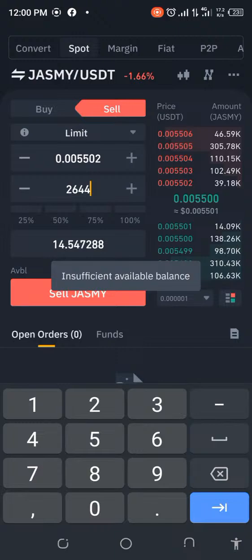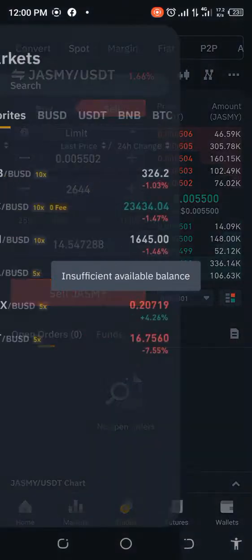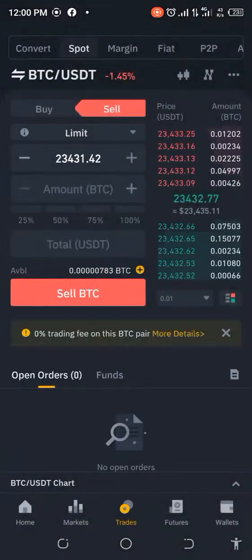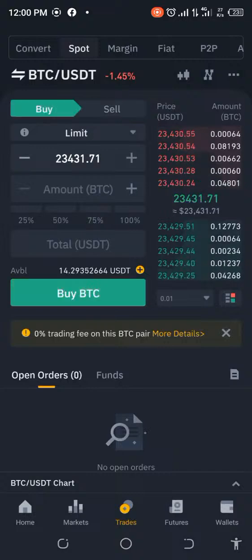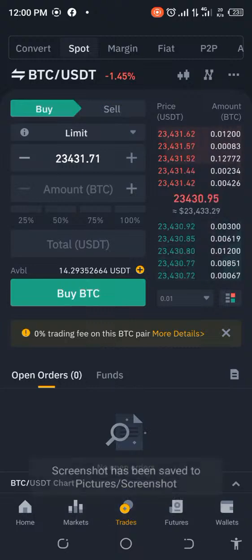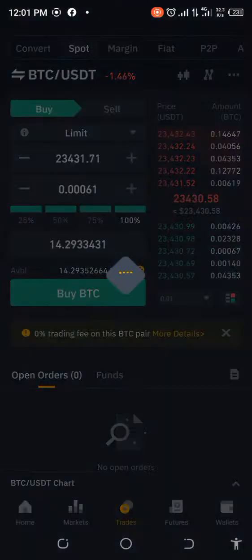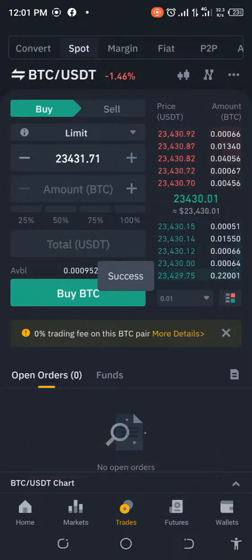First things first, everything we're doing is by limit. Don't forget that. We're going to be doing all of these by limit. So currently I'm going to buy BTC by limit, and most times this executes practically immediately. Let me try that out. We're going to check and buy BTC. Success. It has been executed right away.